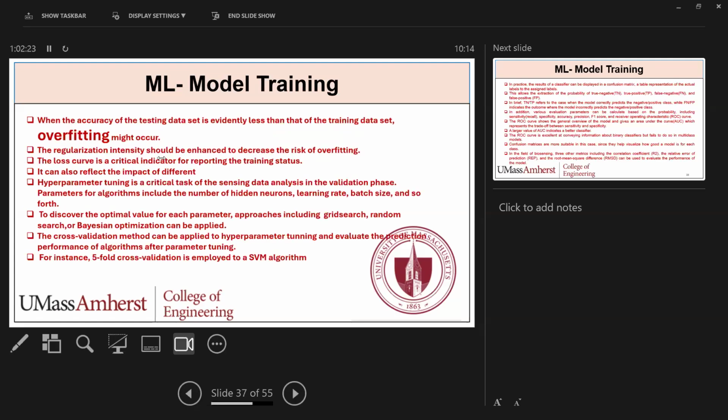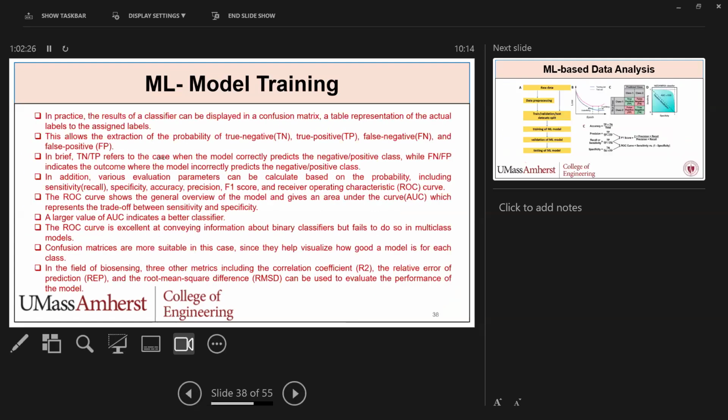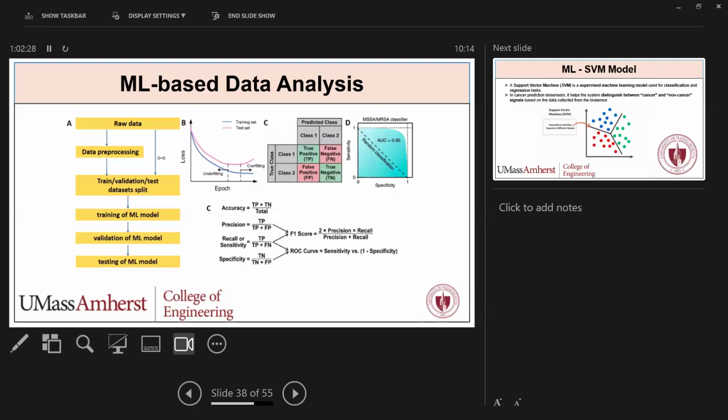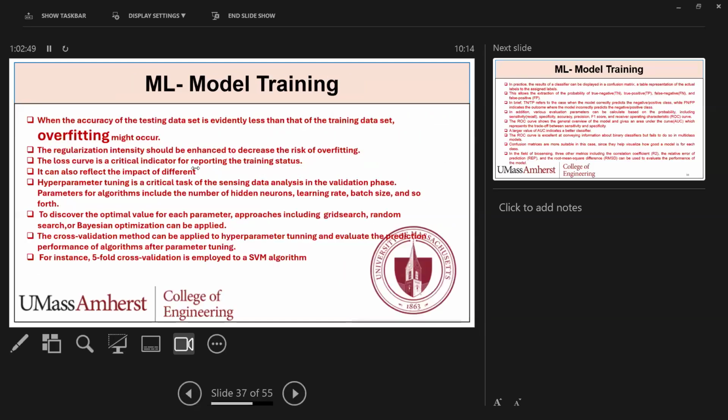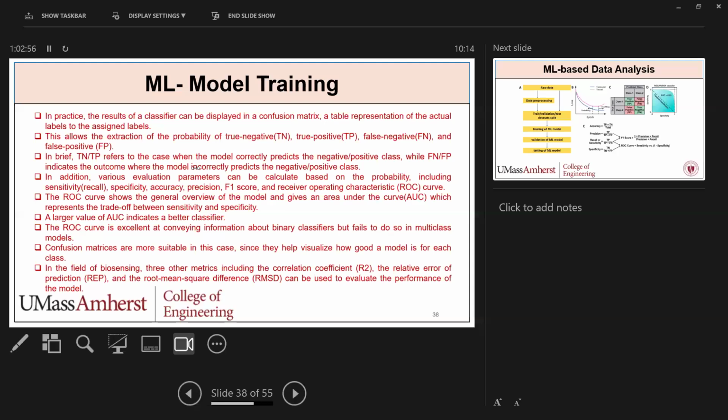Okay. I don't want to go deep into all of this. This is the main figure, where you can see the raw data, data processing, and then you train the model, validate, and test, and you get overfitting or underfitting. You can overcome overfitting or underfitting by regularization intensity, so you play around with the hyperparameters and the algorithm.